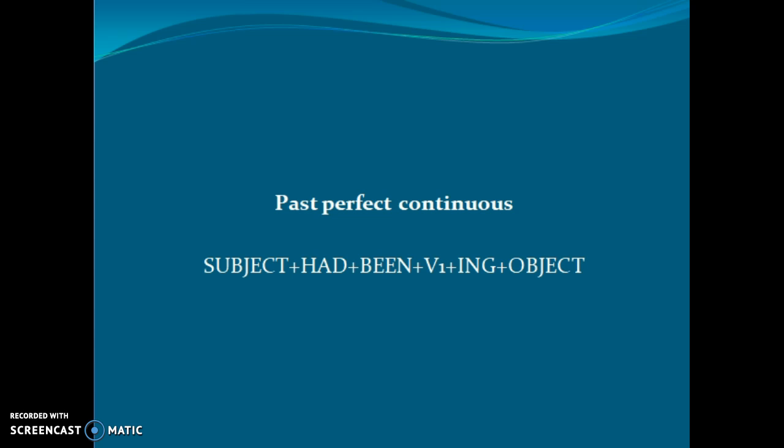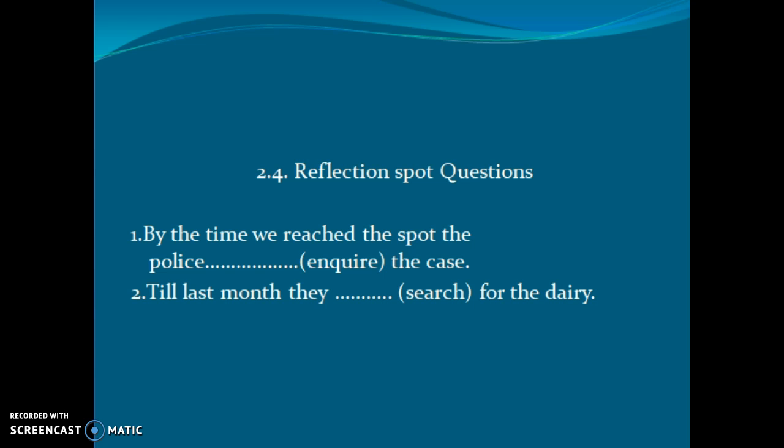The structure for the past perfect continuous should be subject, had, been, V1 form of the verb, ing, and object. Take 1 minute of pause and answer the reflections part questions based on present perfect continuous tense.